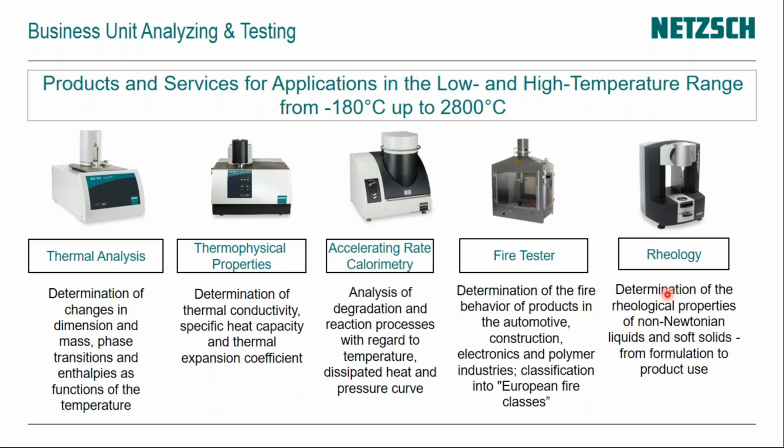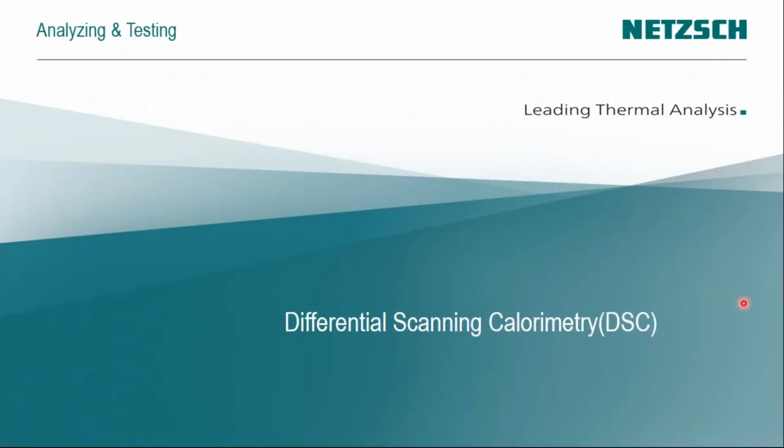So NETZSCH has partnered with Malvern, UK for the rheometer. In this we have two ranges of rheometers. One is the rotational rheometer and the second one is the capillary rheometer. These are basically for determination of the rheological properties of non-Newtonian liquids from formulation up to the product usage. Okay, fine. So now we will come to our main topic for today, differential scanning calorimetry, which is also abbreviated as DSC.